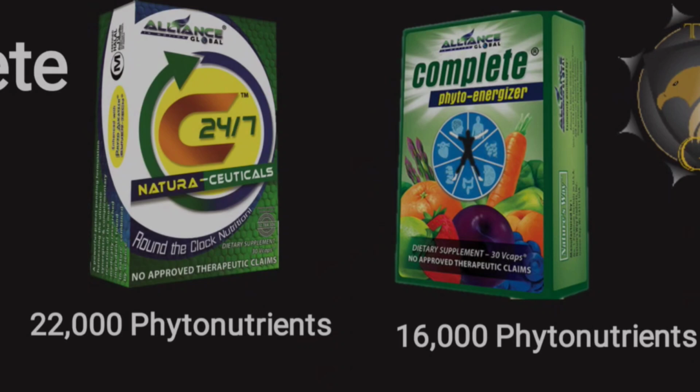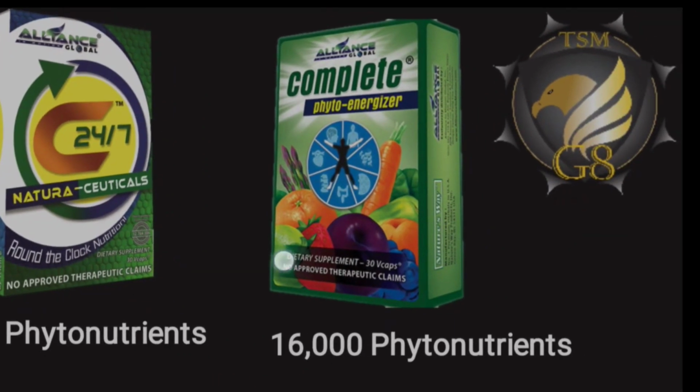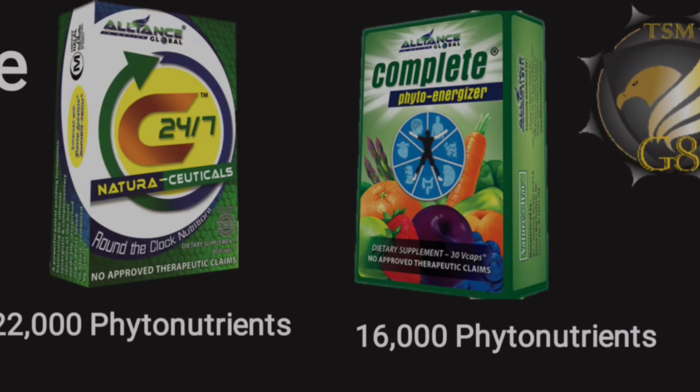Because of its anti-aging contents, C24/7 becomes very favorable for men and elderly individuals who are over 18 years old. Because of lacking the longevity polyphenols, the Complete Phyto Energizer becomes very good for young people and women who are pregnant and who are breastfeeding. Because of that, all these supplements have different functions. They basically solve different functions in the body.